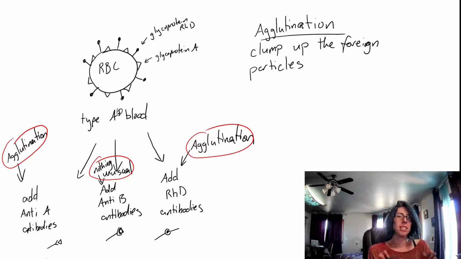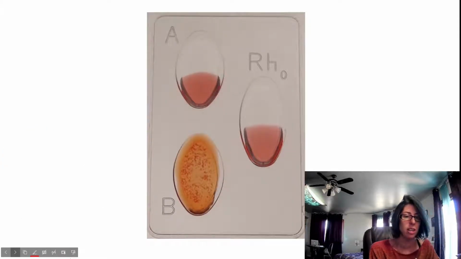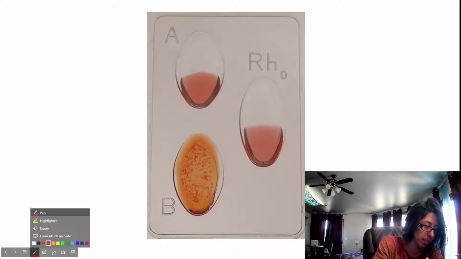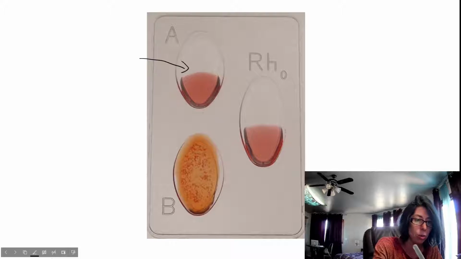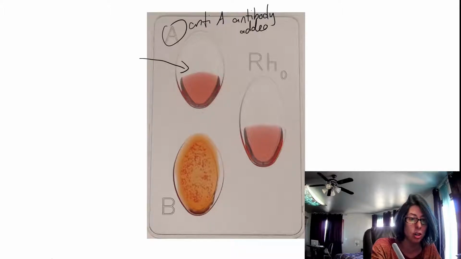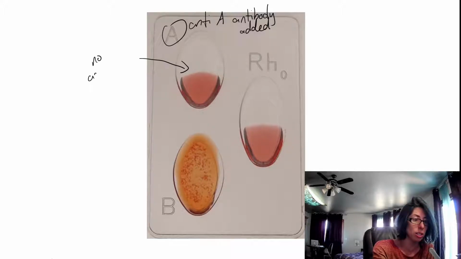So let's look at some examples in the next couple slides so we can get a handle on this. So here's a real-world sample. This is what these tests actually look like. So this is the anti-A, the well labeled A. That means the anti-A antibody was added to this part. This is all one patient's blood. So some of the blood was put in this well. The anti-A antibody was added. You see no agglutination.